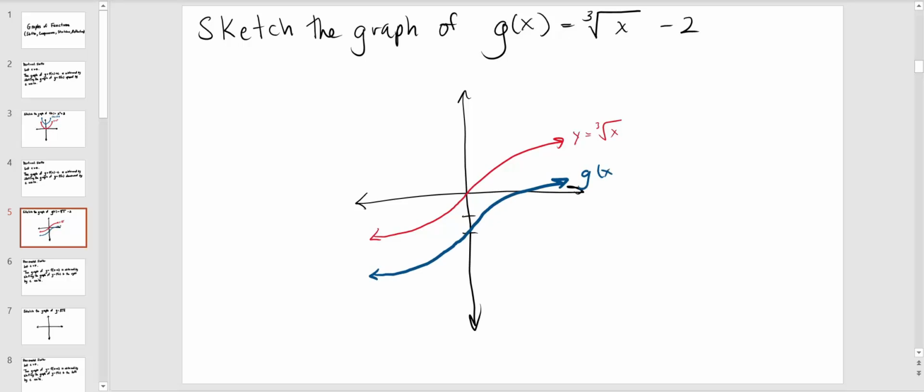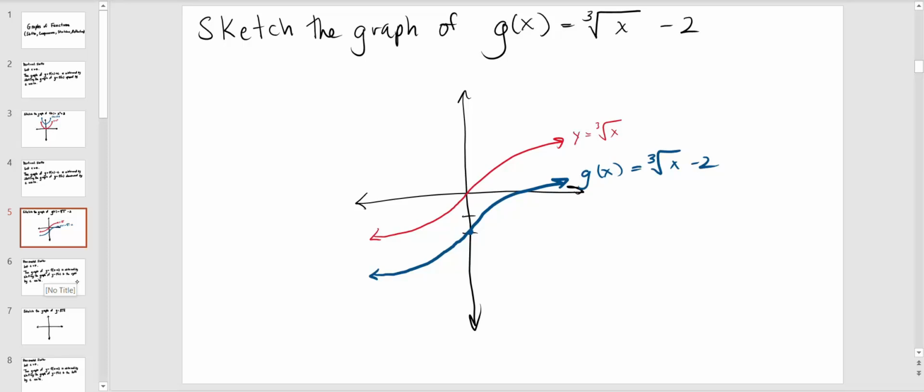Now, is that graph perfect? No, but the point isn't perfection. The point is to have a basic idea of what's going on. I can see that this graph is supposed to go through (0, -2). I still have the basic shape. I can see that it's increasing over its entire domain. Those are the things that we're looking for. So there are the 2 rules for vertical shifts.